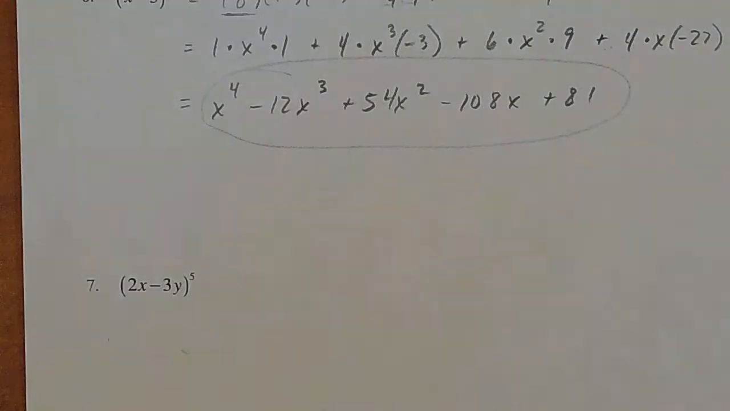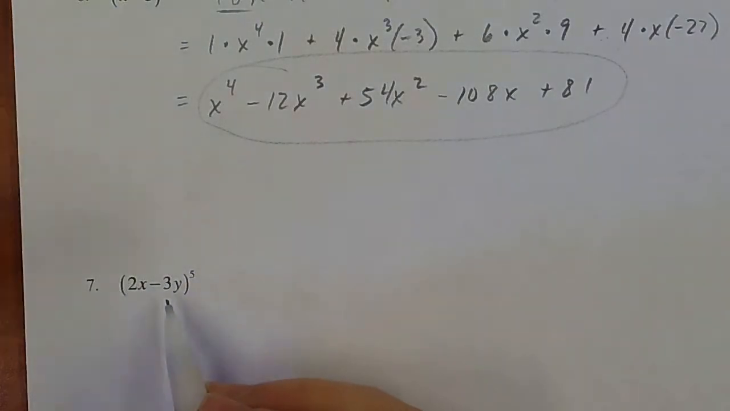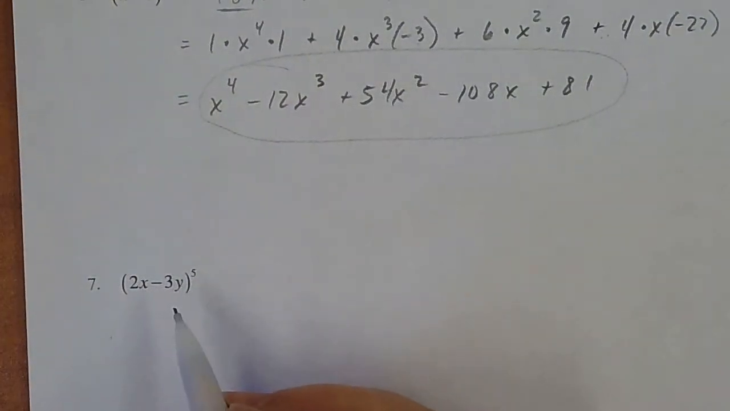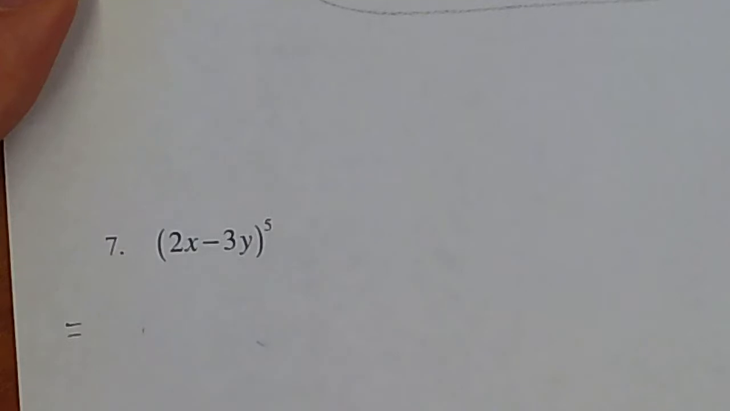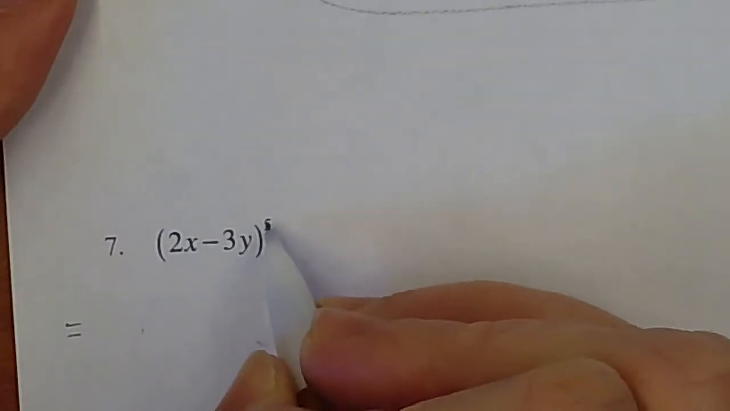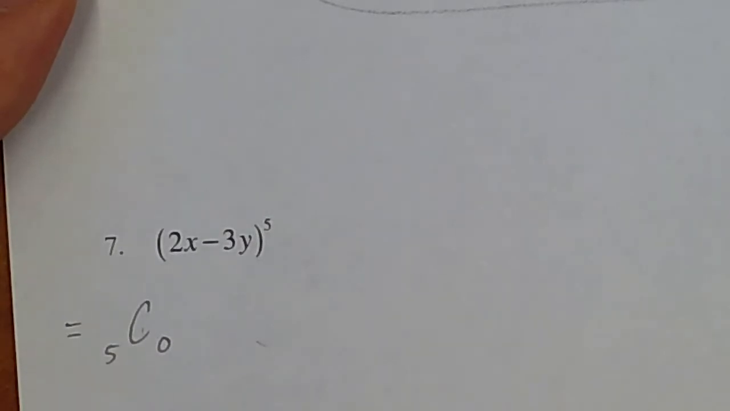Okay, 7, I think you've got most of the skills to try this one too, but now it's up to the 5th power. Let me get this one going here for you. And now the first term is not just x, it's 2x, and this is 3y, so it's going to look a little different. Just to make sure I have enough room, I'm going to start right down here. So my coefficient, it's 5 over 0, or combination, 5 things taken 0 at a time.